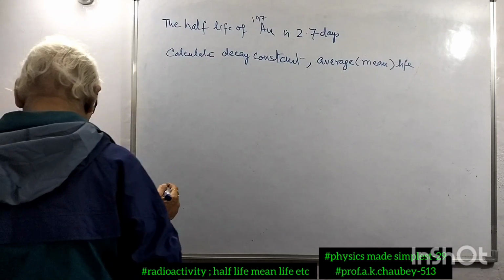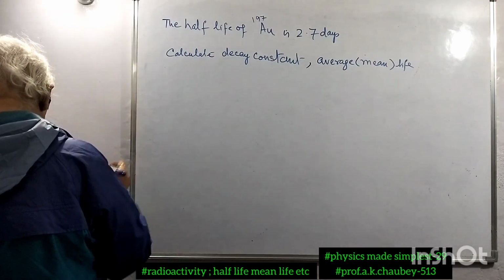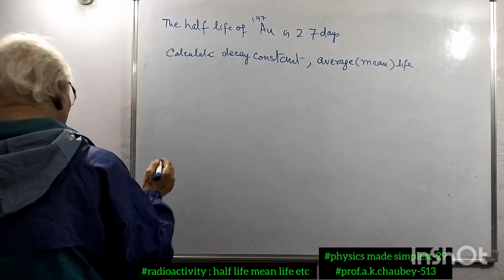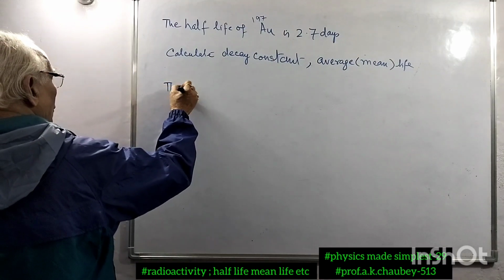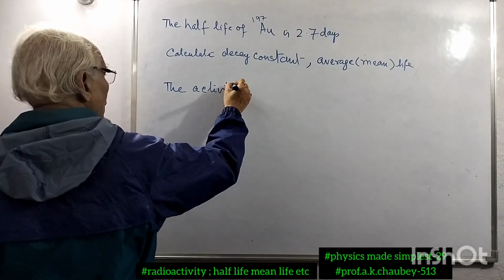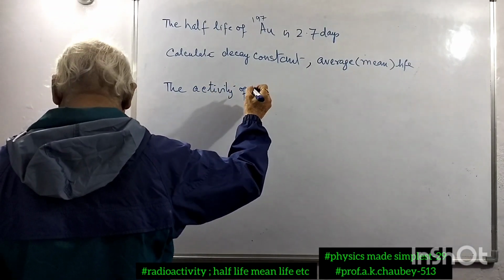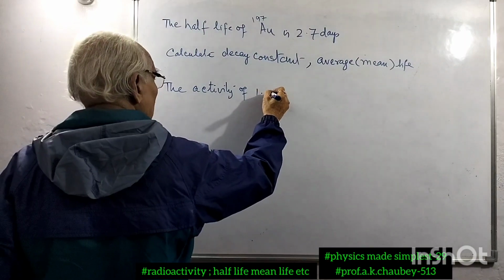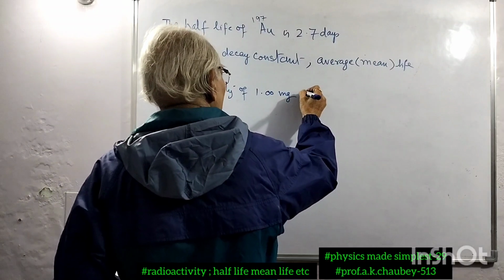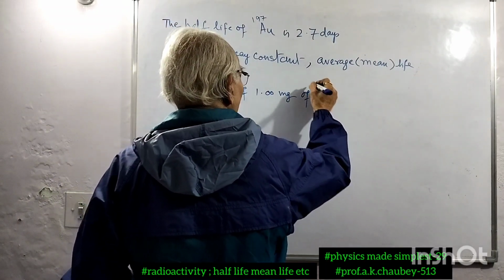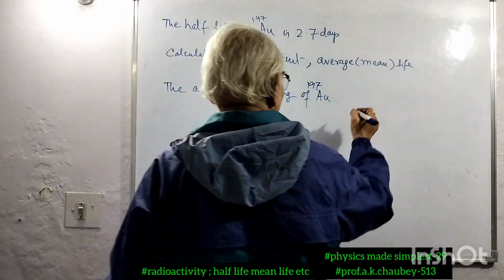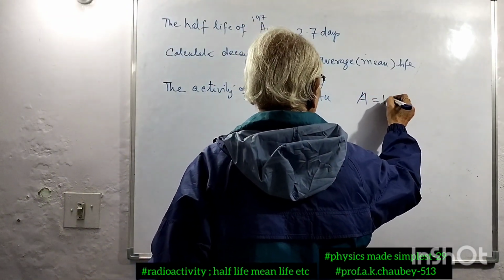So you can get this. Calculate the half-life, decay constant, average life, and the activity of 1 milligram of Au-197, where the atomic weight A is equal to 198.